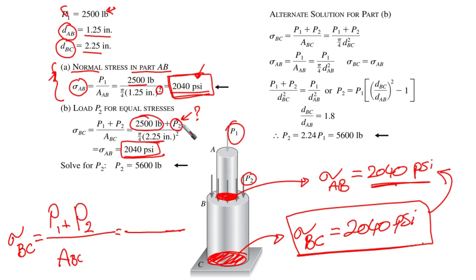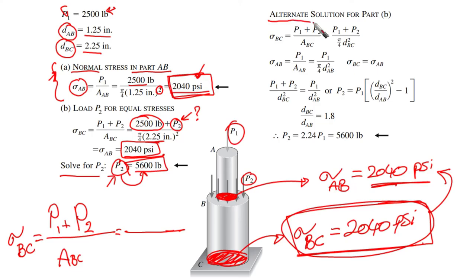This is one equation in one unknown, and then we can solve for P2, which is 5,600 pounds. This is the magnitude of P2 in order to have the same stress at the lower part of this post or shaft. So this is the very simple, straightforward way of solving this problem.